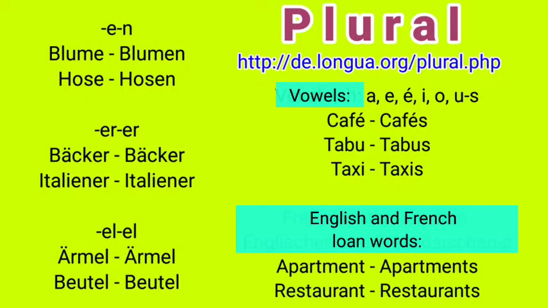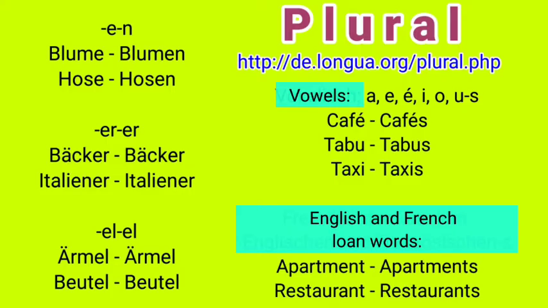The plural. How to form the plural in German. In general, there are some ways to form them. Here you can see, for example, if a noun ends in E, you add an N. For example, Blume, Blumen, Hose, Hosen.